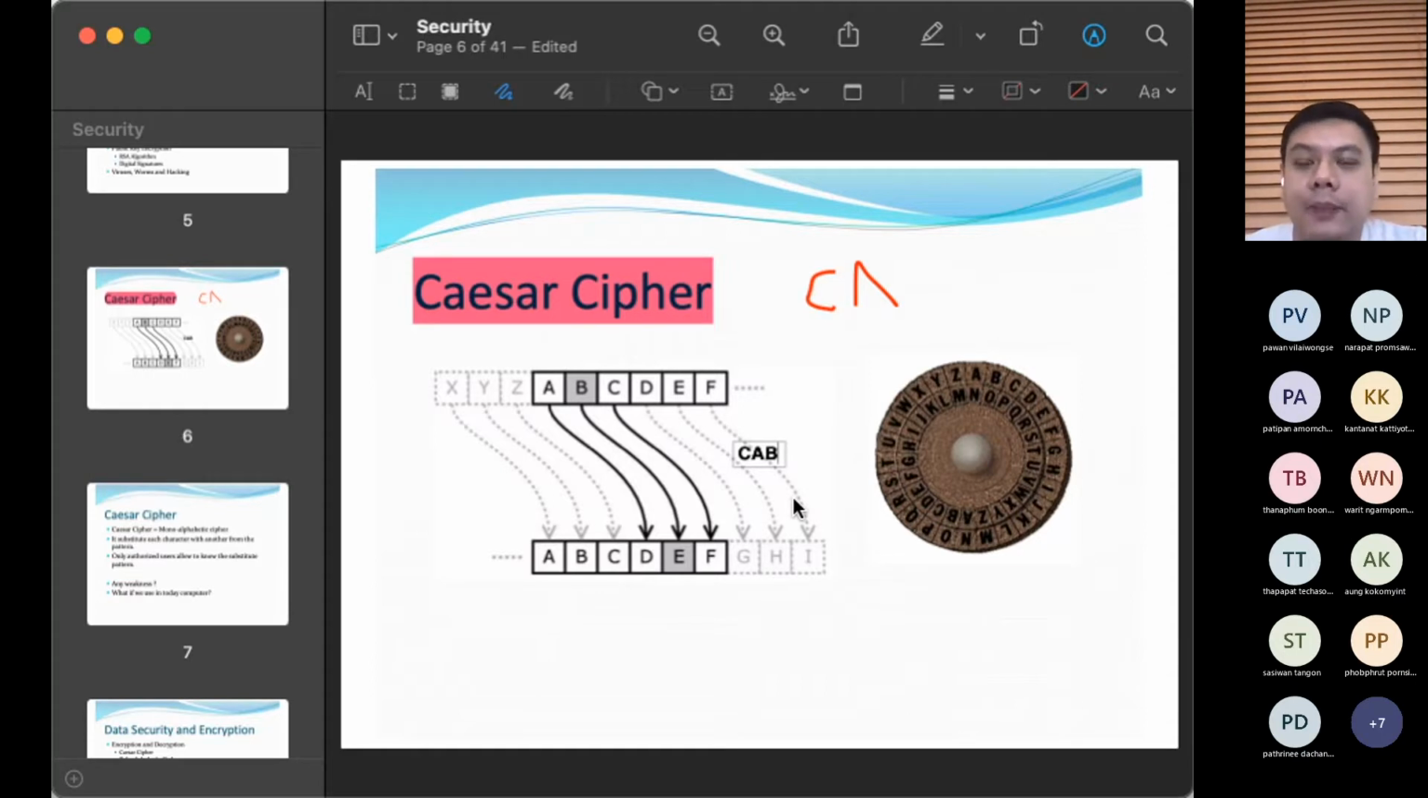What is the risk? For example, if they're riding horses to deliver the message to our team in another part of the city, or another city on our same team, and the enemy attacks and gets the message, oh, CAB, I know that you're going to attack CAB, for example.